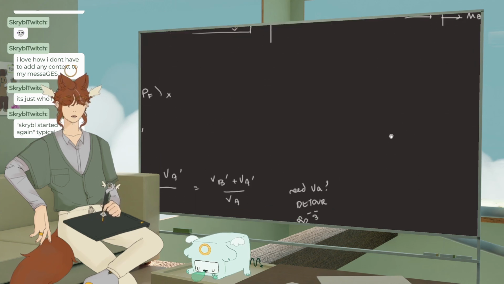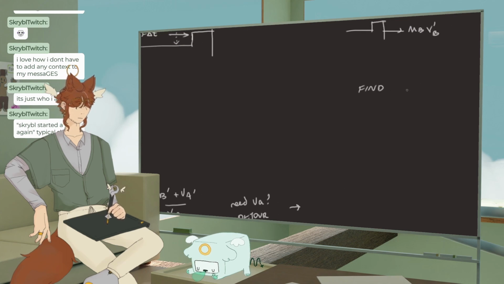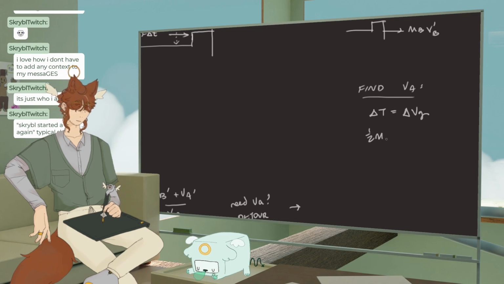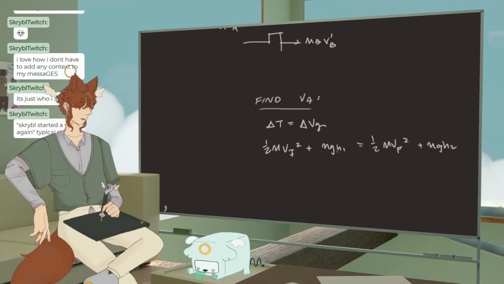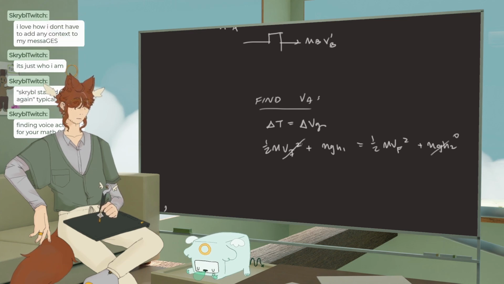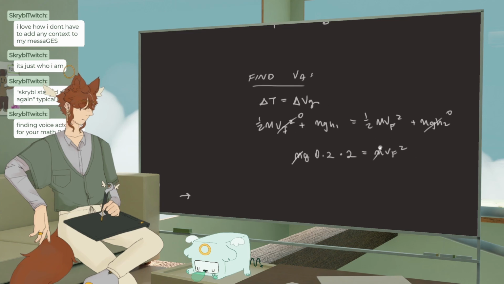Okay. Find VA. Or I'll do it up here. Okay. Delta T equals delta VG. So VI squared plus MGH1 VF squared. I'm just zooming today, okay? This one is gonna be 0. This one is gonna be 0. MG 0.2 equals... there we go. Okay.